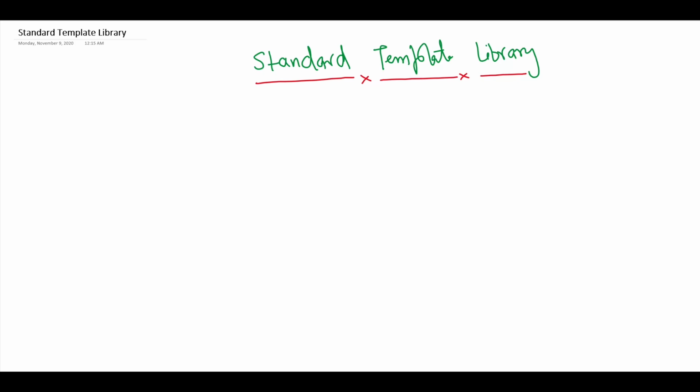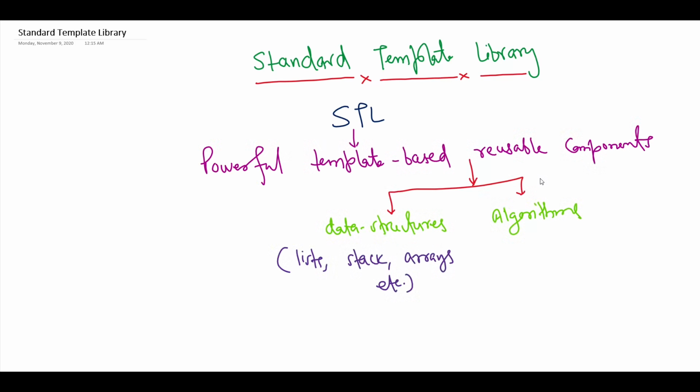I am Deepak Nial and here we are going to talk about one of the most important topics in C++, that is the standard template library, which is also known as STL. In the previous tutorial we talked about templates, and here we are going to talk about STL, which offers proof of concept for generic programming with templates. STL defines powerful template-based reusable components that implement many common data structures such as list, stack, array, etc., and algorithms that are used to process those data structures.